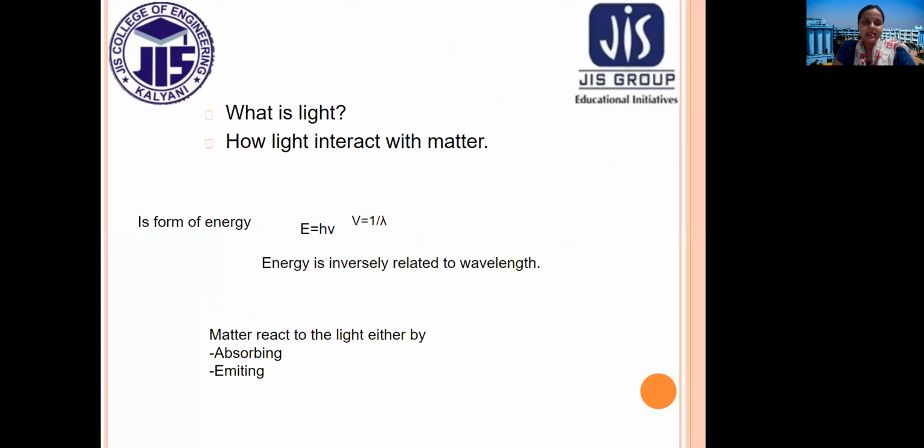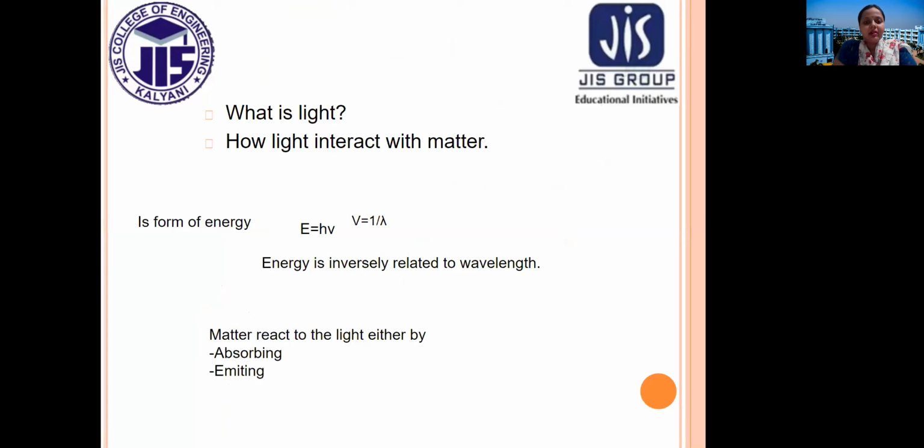So what is light? If I ask you what is light, as we all know, it is a form of energy. Light is nothing but a form of energy. And how does light interact with matter? Matter reacts to the light either by absorbing it or by emitting it, either by absorption or by reflection, right?